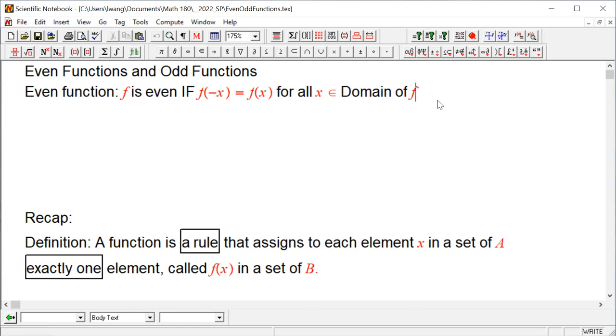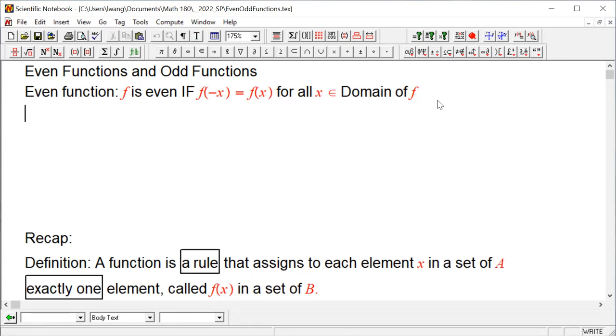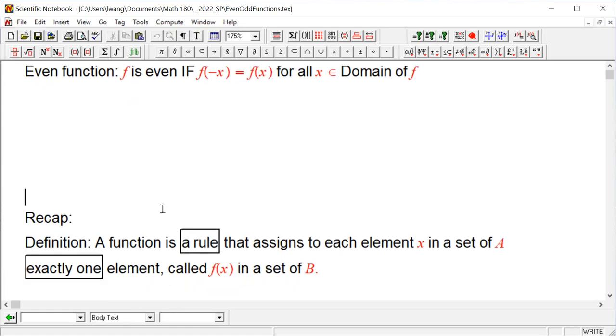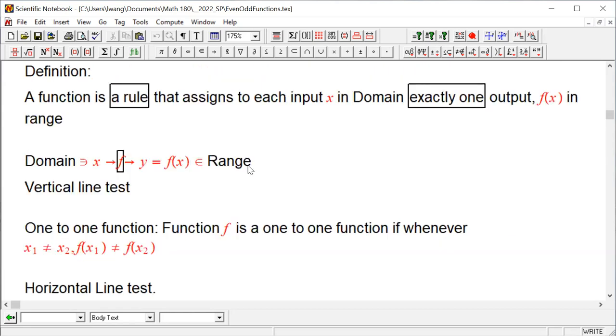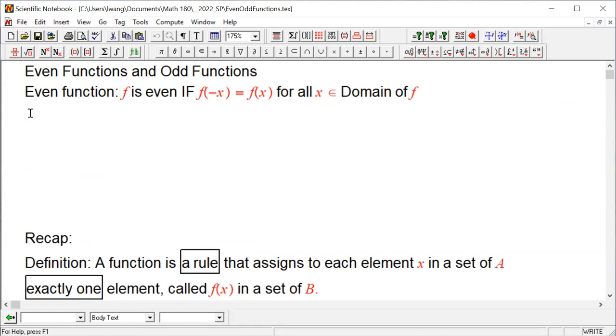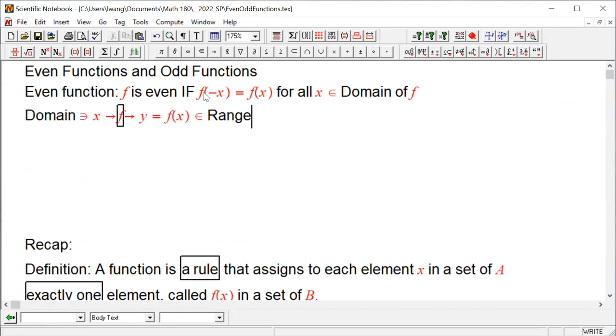What does that mean? f of negative x. When you look at this, we know a function is a rule. So when we look at this rule, what is f of a negative x? Well, since this is for the domain, you can see the negative x has to be from the domain, right? The negative x has to be from the domain of f.